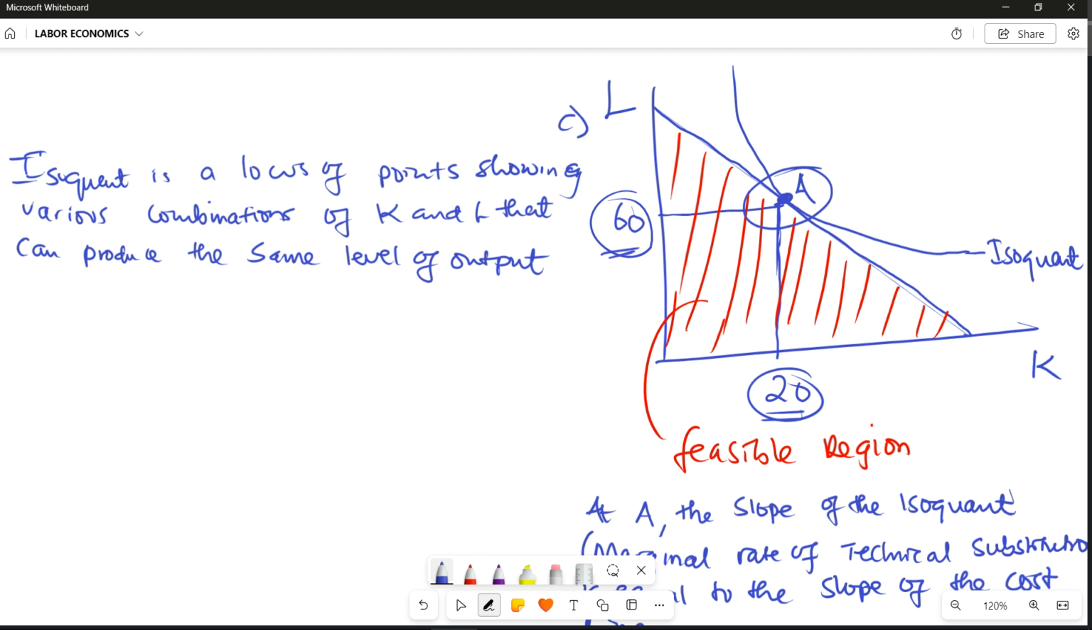The isocost is the line, this line that starts from there to there. The isoquant is this curve that shows the various combinations of capital and labor that can be used to produce the same amount of output. Okay, how is this concept? Oh, great, not a problem.